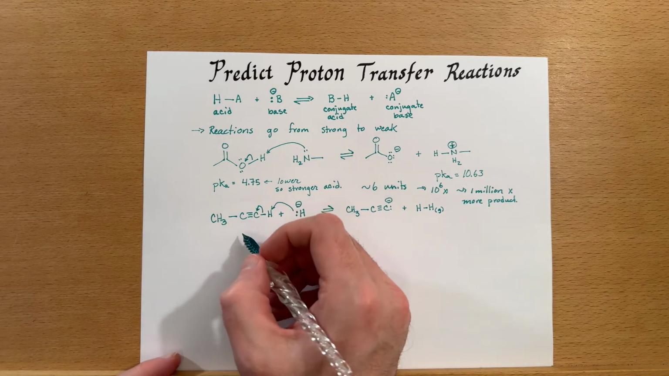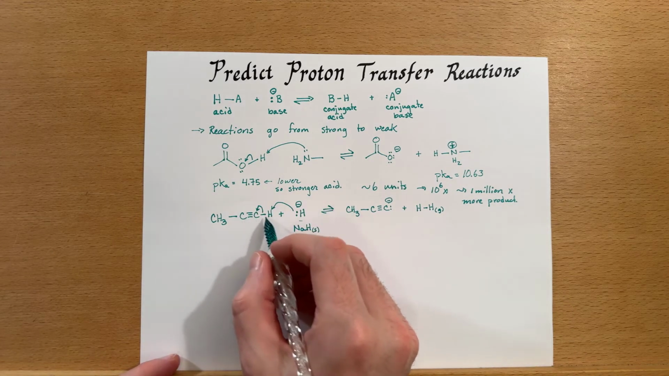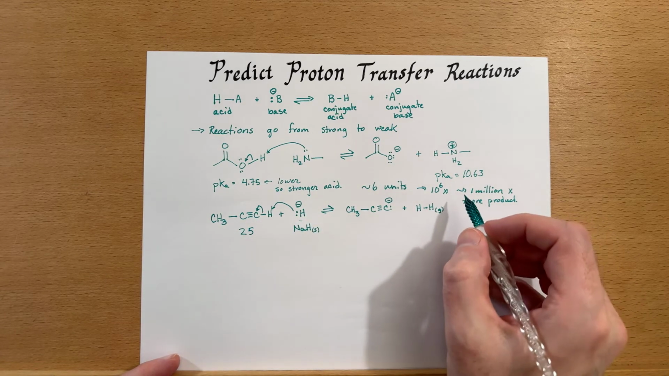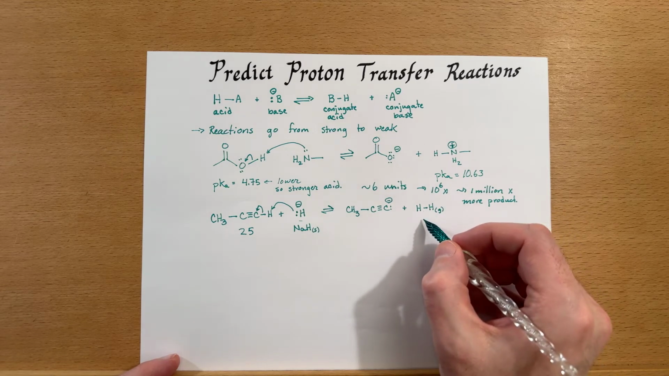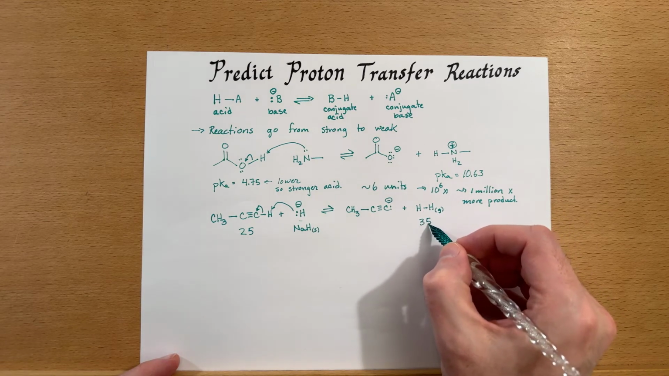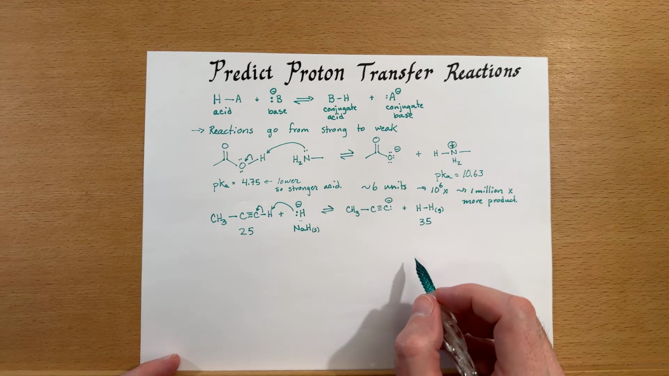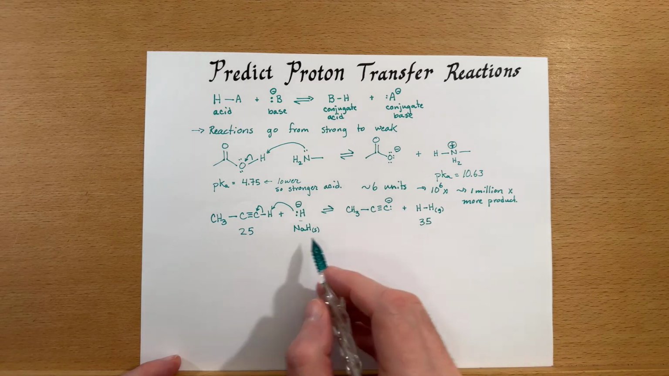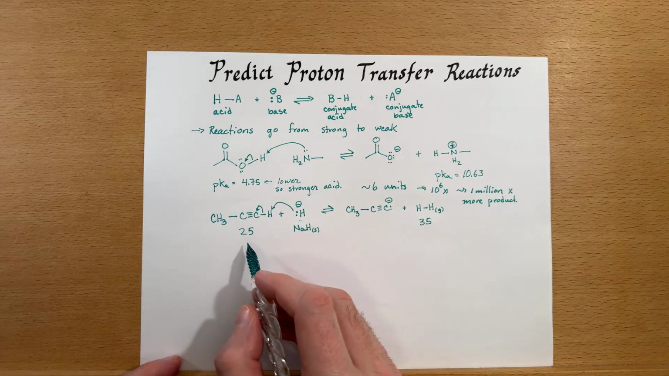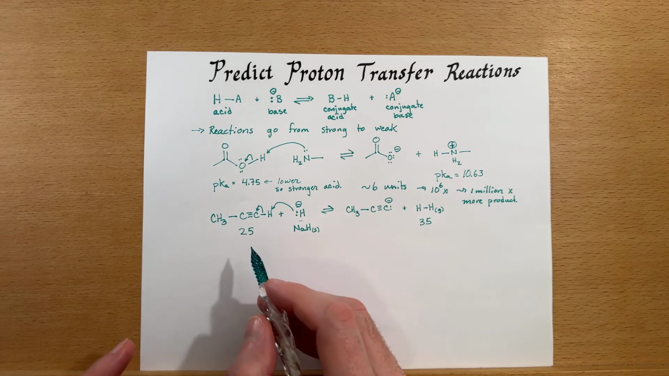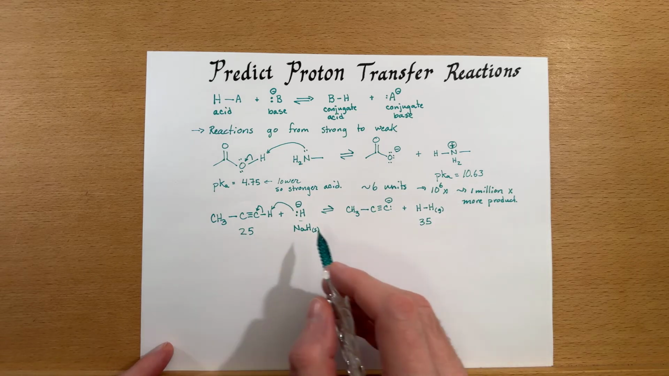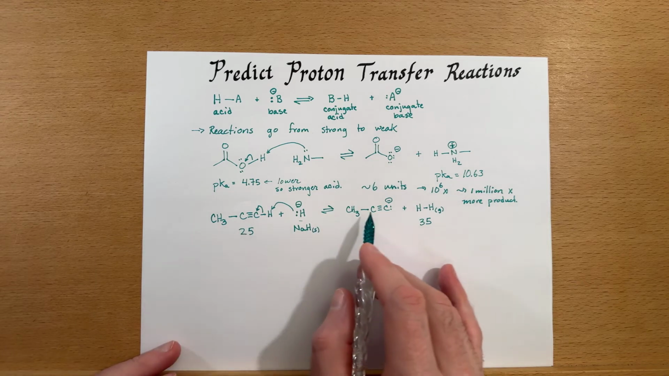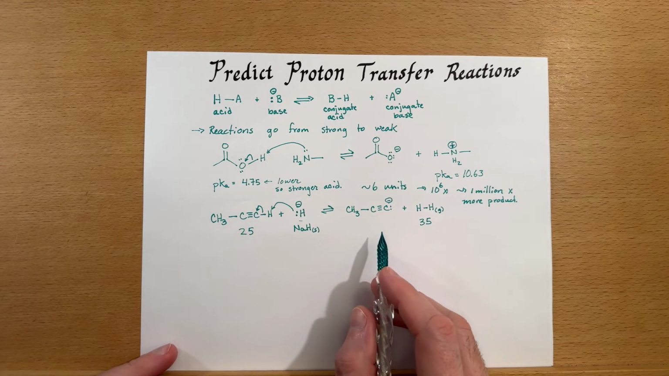The pKa for terminal alkynes is around 25, and the pKa for hydrogen is around 35. So this is a much worse acid than this is. It's a factor of 10 to the 10, right? Because this is 10 units apart. So this is very product favored. This reaction will go quite quickly forward.